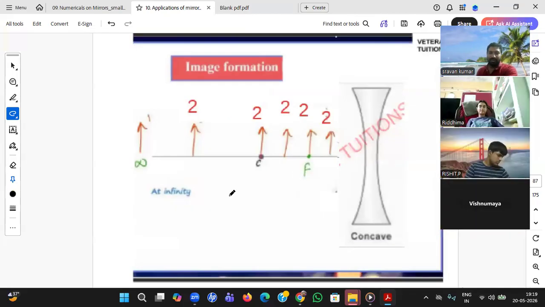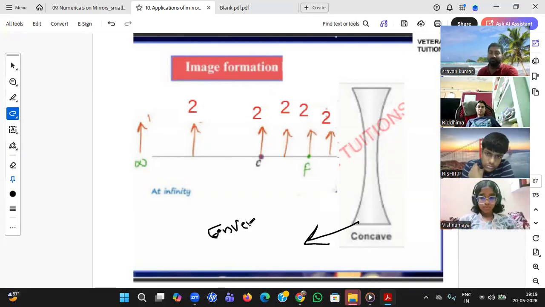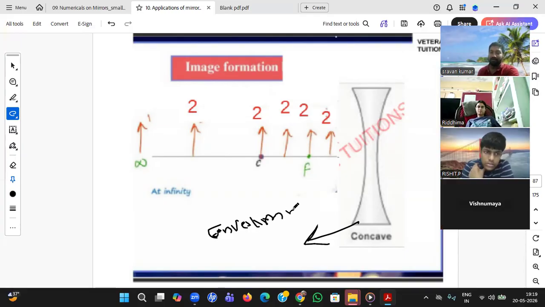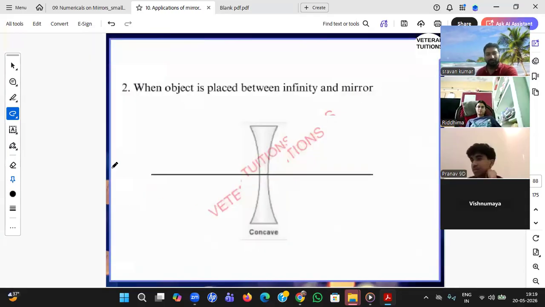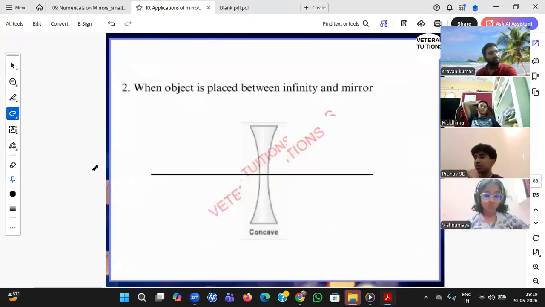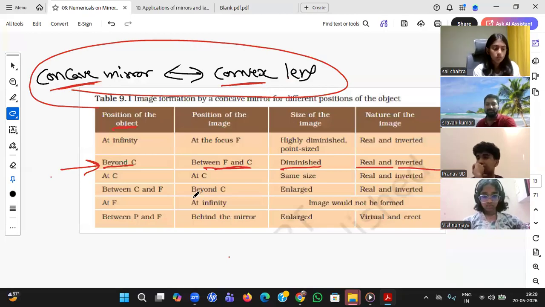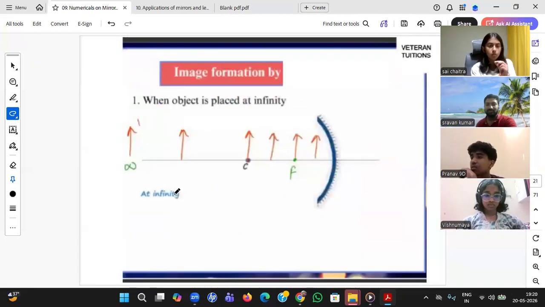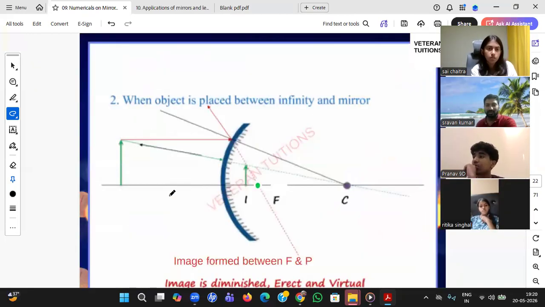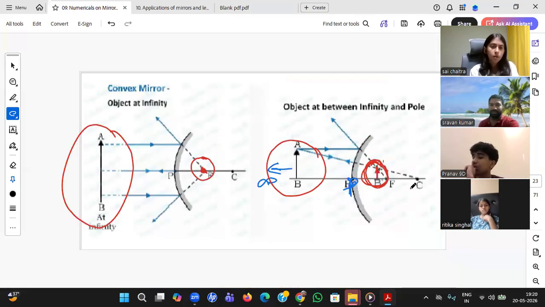Yes, sir. Okay, case number 2. Yes, Pranav, case number 2. You already know it is perfectly matching with convex mirror. So where will the image be formed? So the image will be formed beyond C. No, think. Yes, Sai Chaitra. Between the focus and the object. Object, no. Okay, optical, here is optical center.